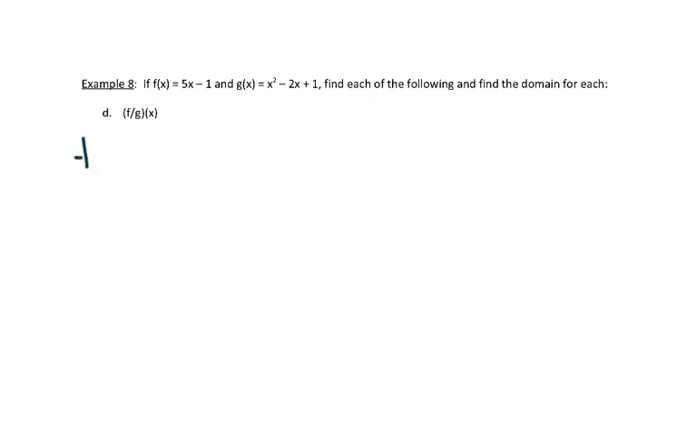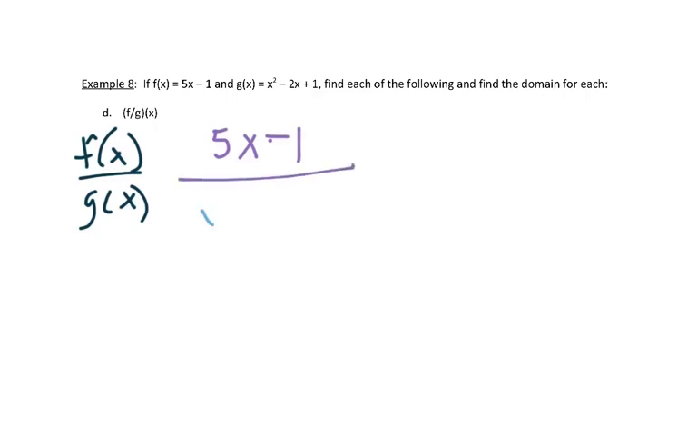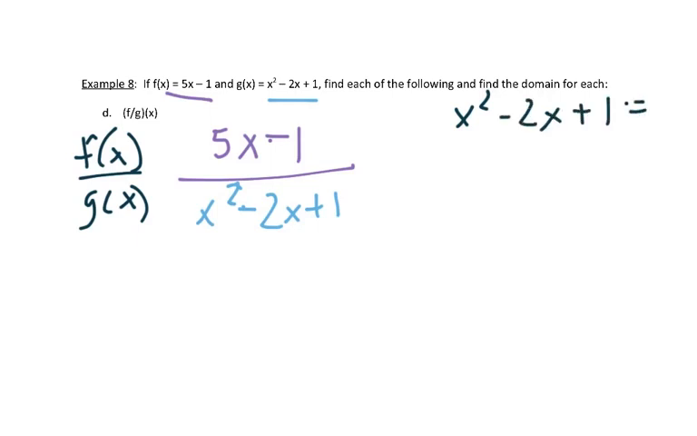This problem wants us to do f of x divided by g of x. So f of x is going to go on top. G of x will go on the bottom. And then we need to look at the domain. So for the domain, remember, we need to look at the denominator of the fraction because we have a fraction. We need to set it equal to 0 to find out how it messes up.